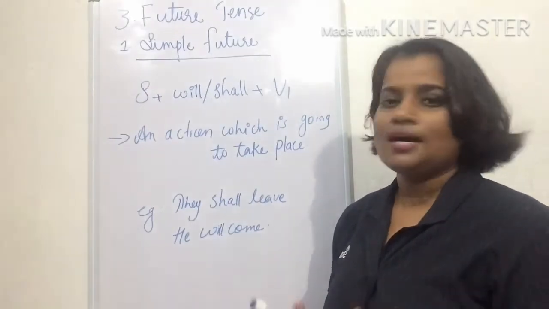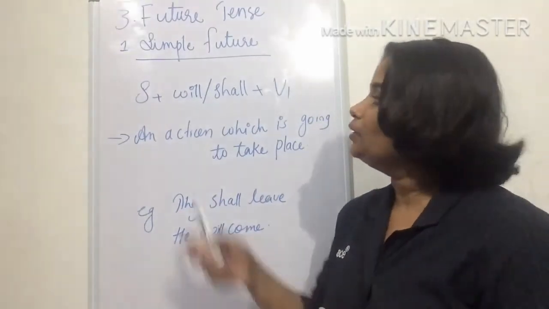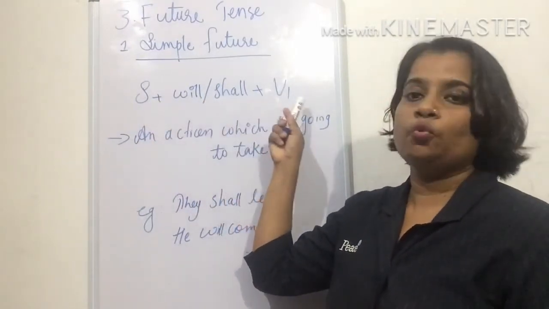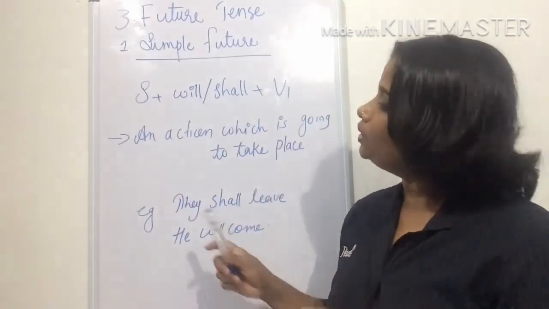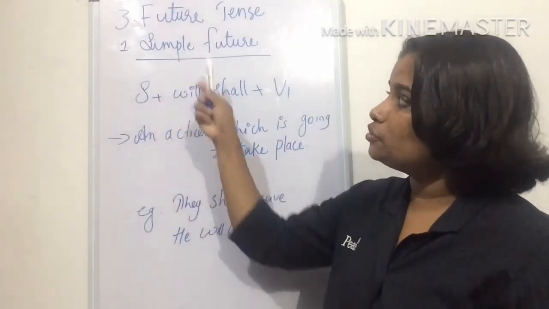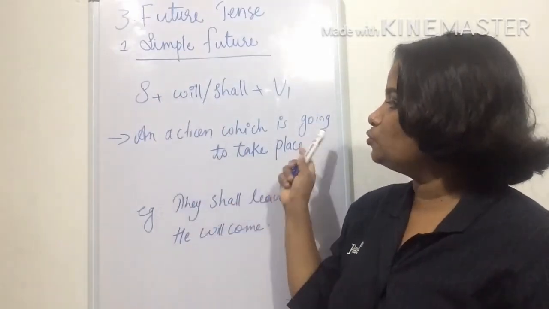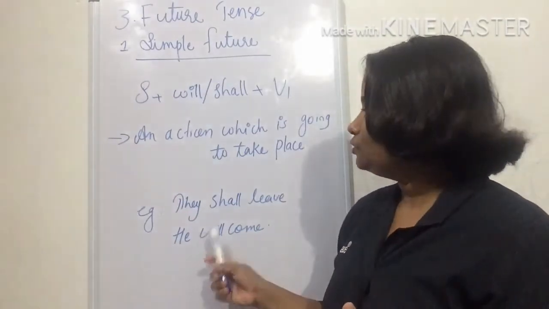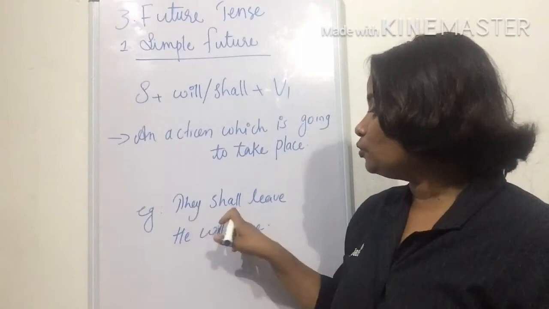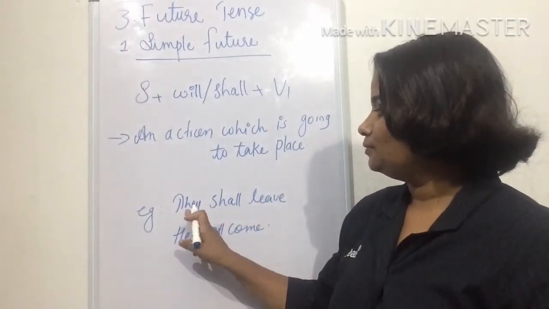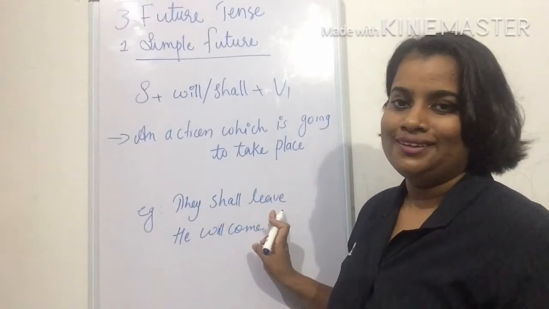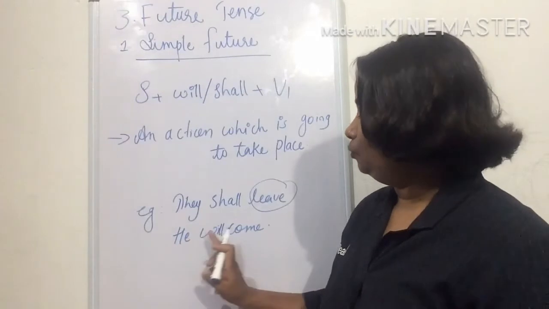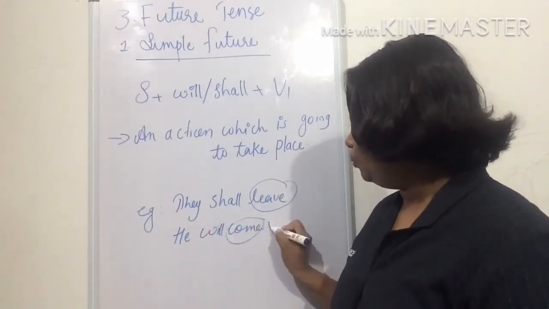Simple future, that is I will come, I will go. So the structure of the statement is subject plus will or shall plus V1, verb first form. What is the use of simple future? An action which is going to take place. Yes, it is going to take place. You can see the example over here. They shall live. Subject will or shall plus V1. He will come. Here also you can see the V1.